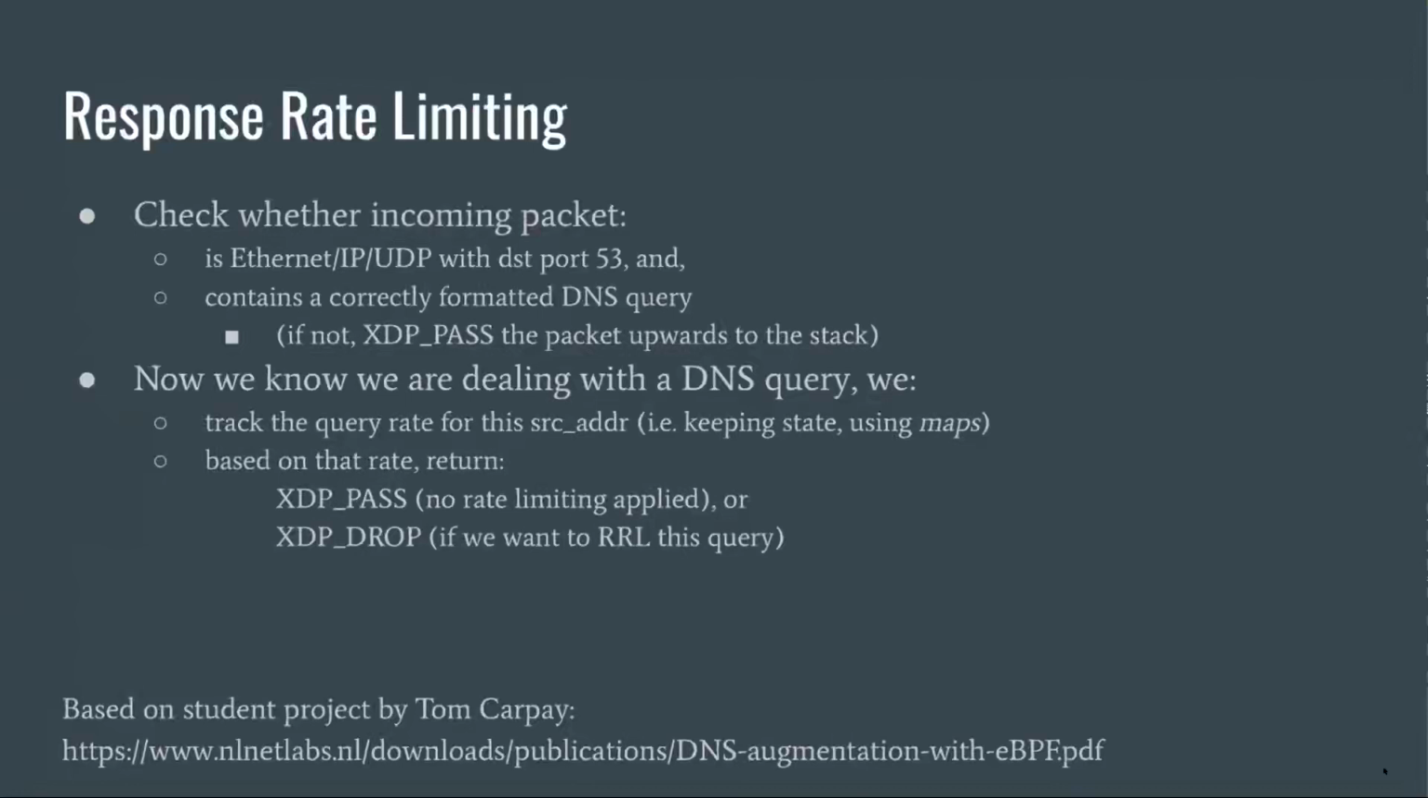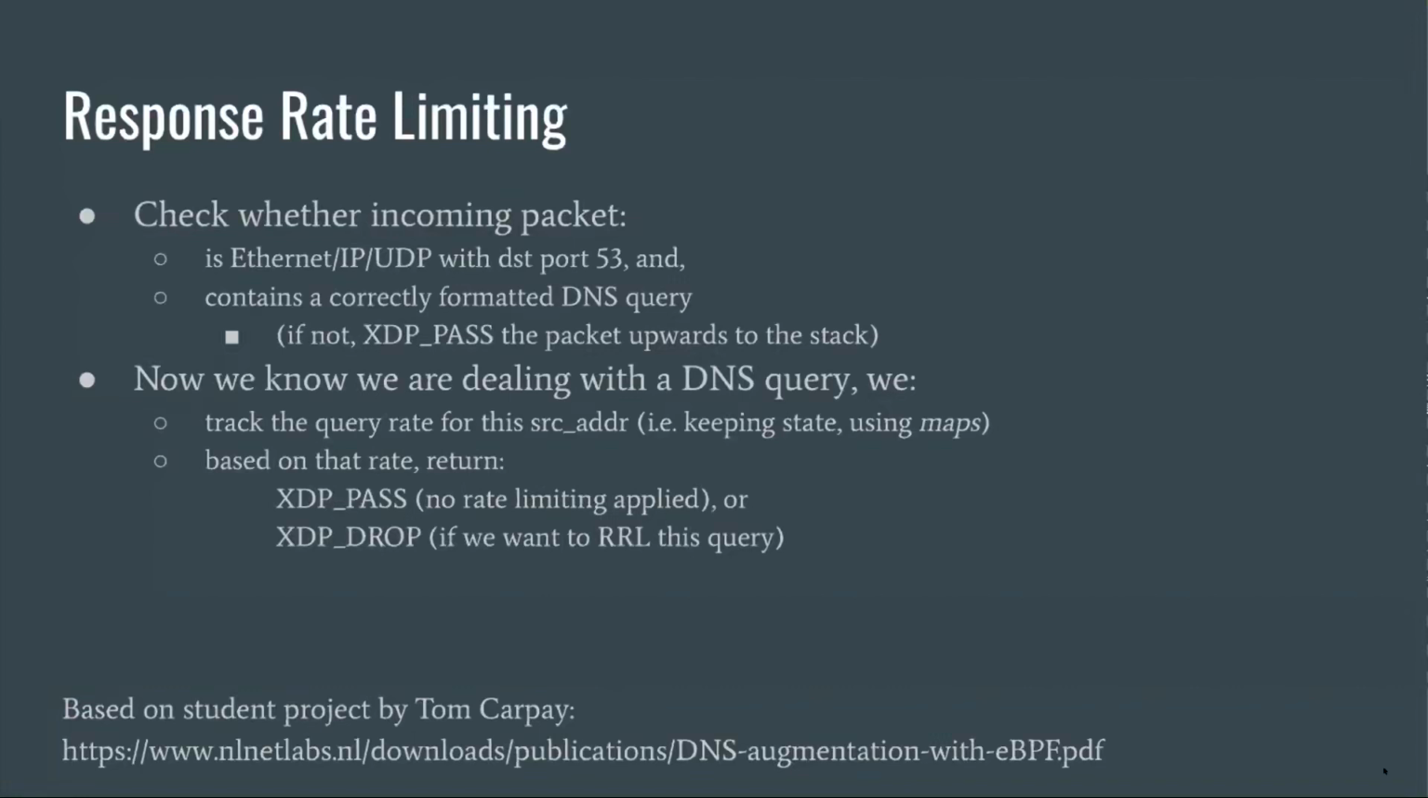So, response rate limiting. What does this code look like? The code is online on GitHub. You can check it out. But high-level view, we have to parse the packets. So is it Ethernet, IP, and UDP with a destination port 53, obviously. And we check whether the payload is actually a correctly formatted DNS query. If not, we just pass it on because it's probably something else and we're not going to process it.